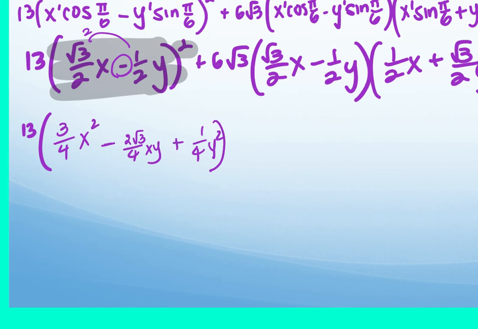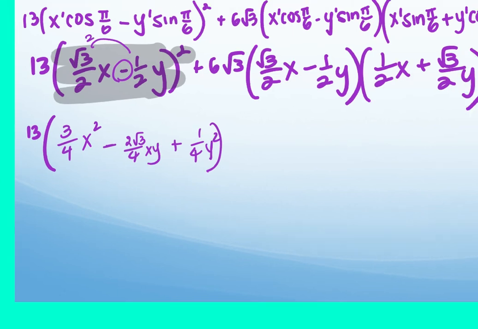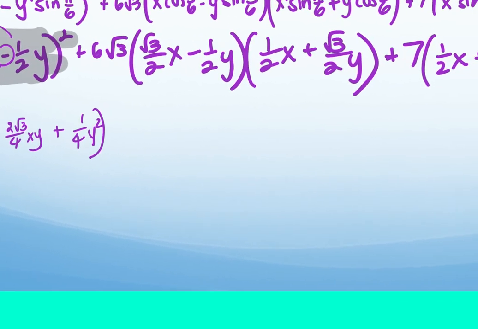Now you can simplify that, but I'm actually going to keep it as over 4, and I'll show you why in a second. But obviously 2 goes into 4. I could have simplified that, but don't, because I'll show you a way to get rid of all those fractions in just a minute. Okay, now I go to the second one.